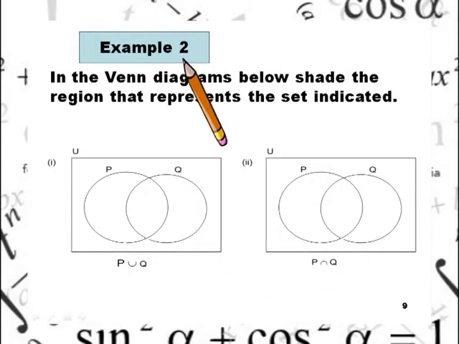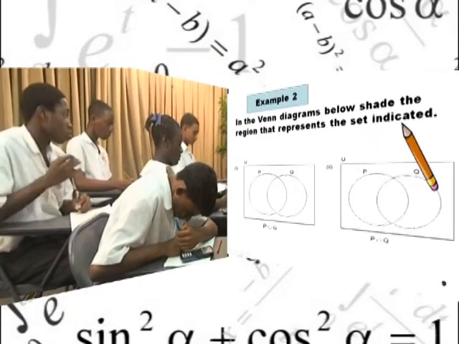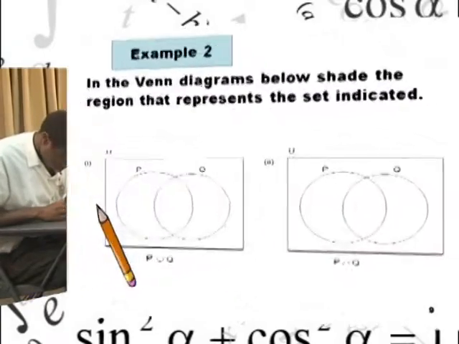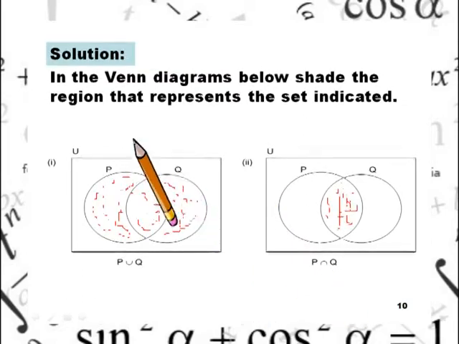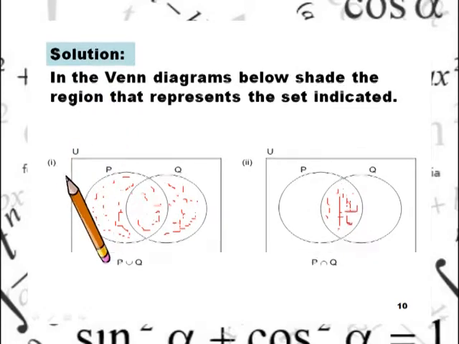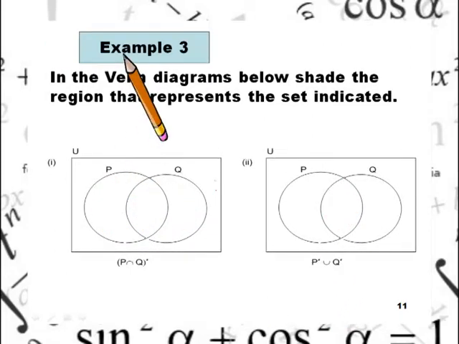Example 2. In the Venn diagrams below, shade the region that represents the set indicated. 1. P union Q. 2. P intersect Q. Solution. In the Venn diagrams below, shade the region that represents the set indicated. 1. P union Q. 2. P intersect Q.